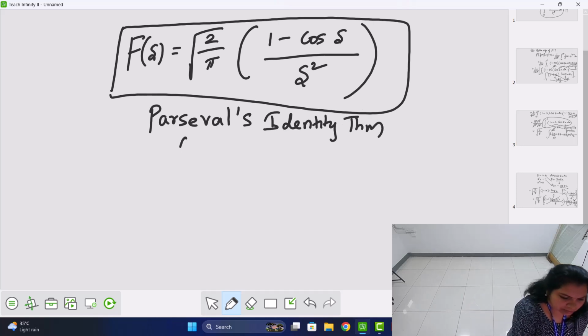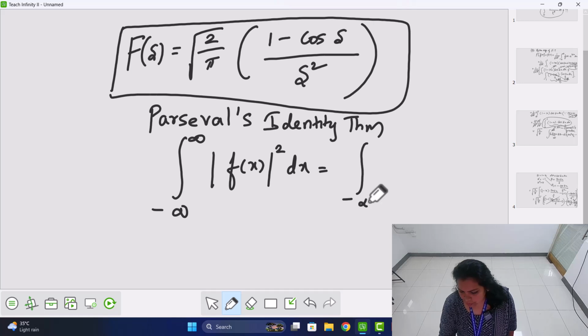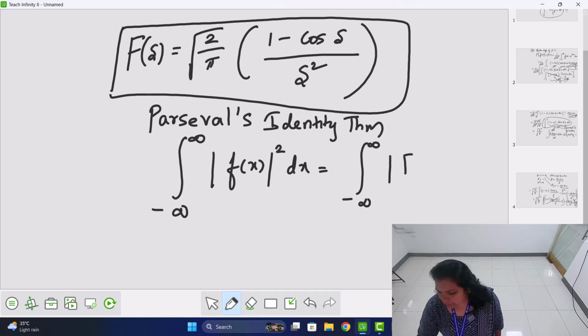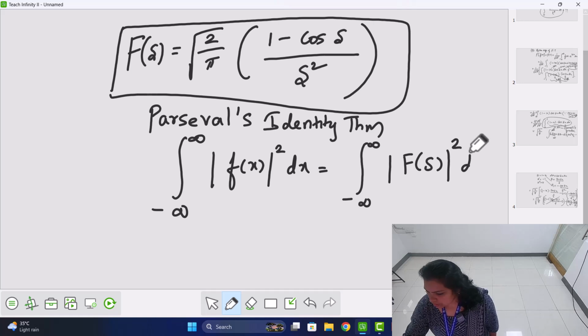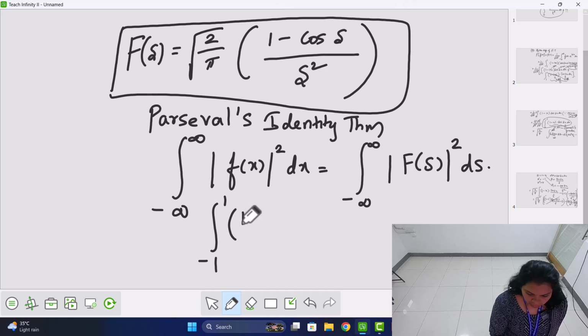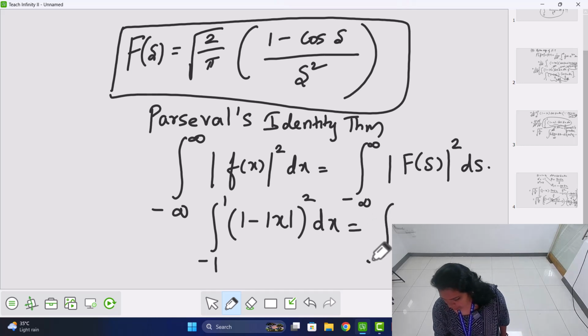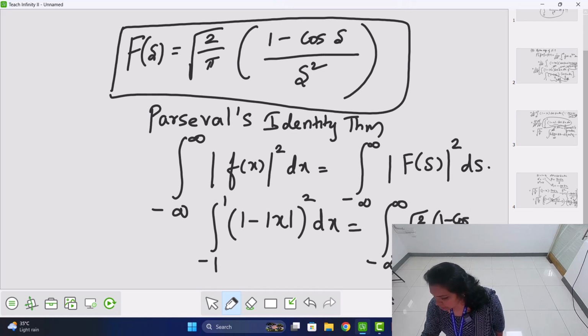The formula is the integral from minus infinity to plus infinity of mod f of x square dx equals the integral from minus infinity to plus infinity of mod f of s square ds. So which is the integral from minus 1 to plus 1 of (1 minus mod x) square dx equals the integral from minus infinity to plus infinity. Instead of this, you substitute root of 2 by pi times (1 minus cos s divided by s square) the whole square ds.